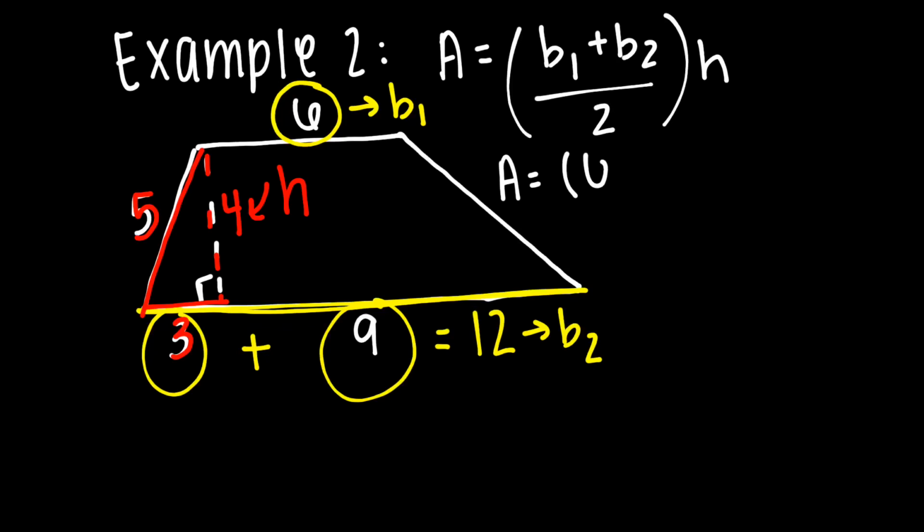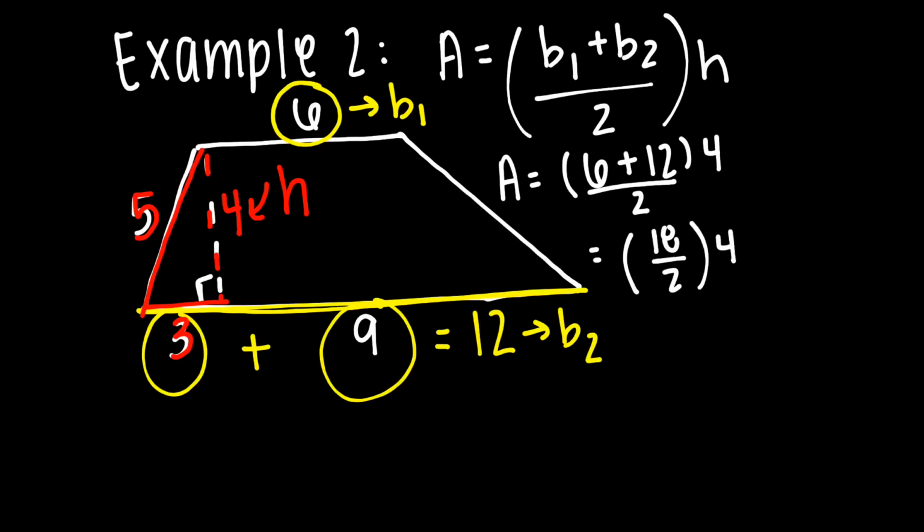Base 1 is 6 plus base 2 is 12. Remember, we're going to divide that by 2 and then multiply times our height, which is 4. So 6 plus 12 gives me 18 divided by 2 times 4. 18 divided by 2 is 9, still times 4. And 9 times 4 gives me 36. So I know the area of this trapezoid is 36.